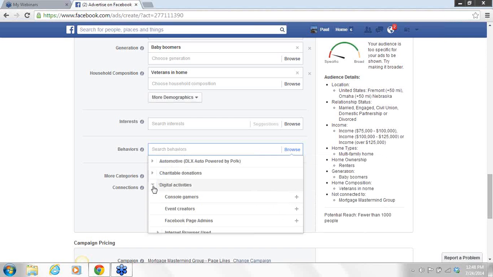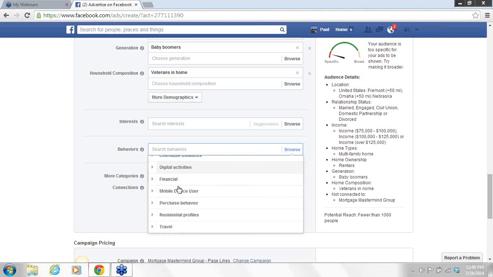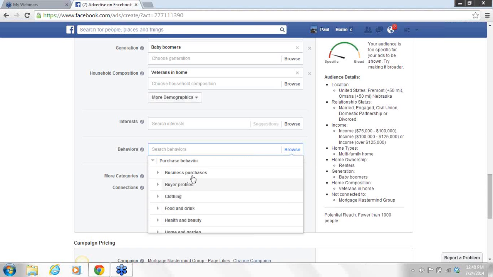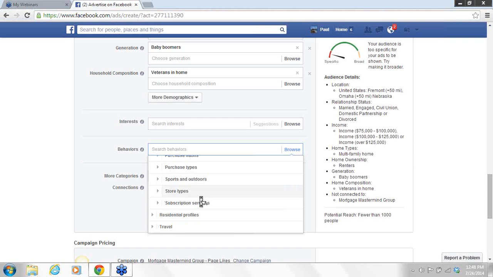Let me shrink that back up so we can move forward here. Mobile device users, you can target specifically based on whether or not they use mobile devices. Purchase behaviors: business purchases, buyer profiles, clothing, food and drink, health and beauty, home and garden. If somebody's spending a lot of money on home and garden and household products, they're likely going to be doing some renovation. That's a good person to focus on my FHA 203K program with.